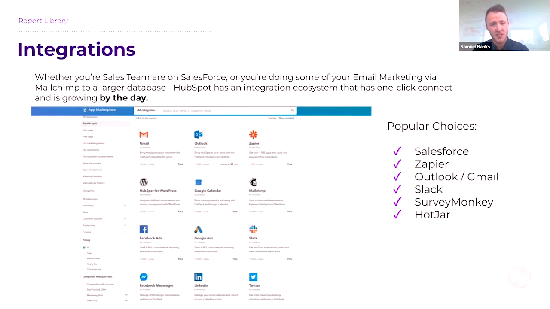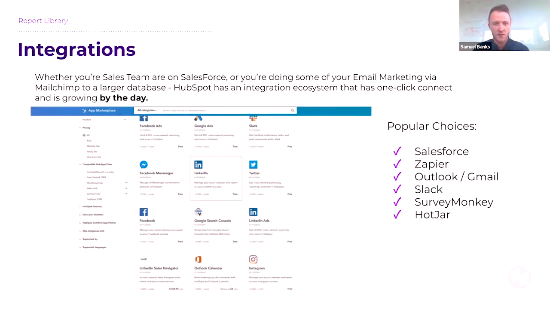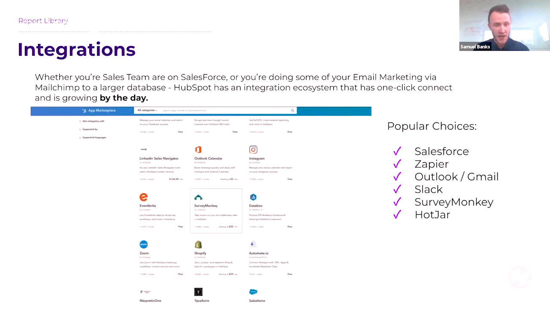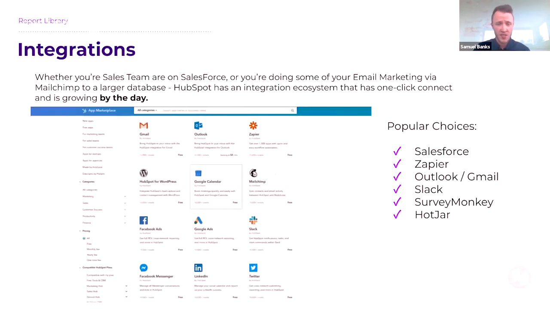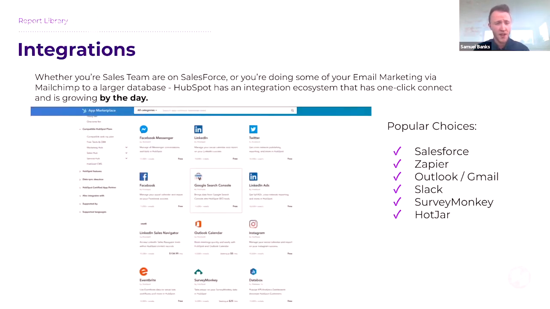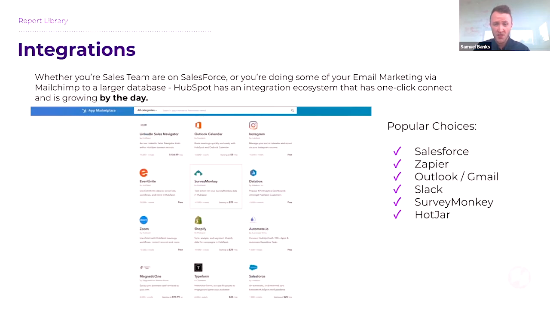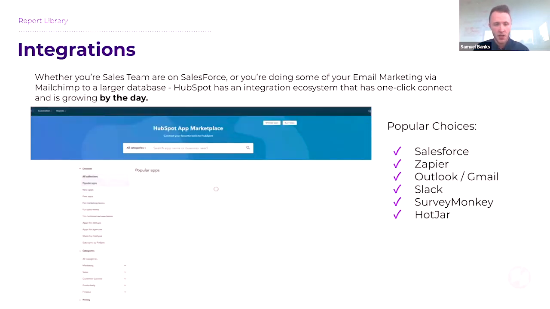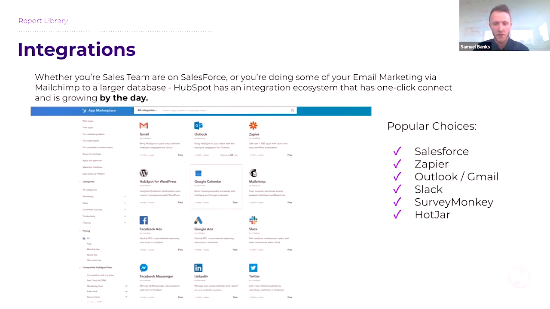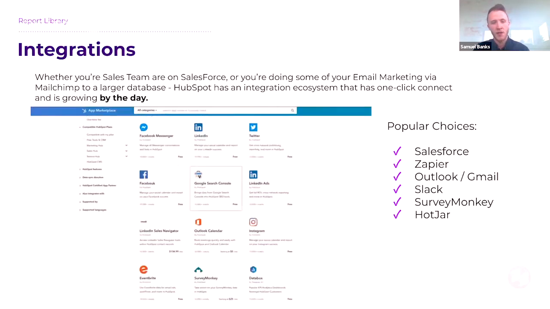So HubSpot has a built-in ecosystem where there's over hundreds of different freemium apps and paid apps to actually give you more data, more metrics to actually build reports with. Whether you're a sales team using Salesforce, whether you're doing your email marketing via MailChimp, or if you're just doing customer services via anything from, like I said, SurveyMonkey, or doing website reports on Hotjar. All these are readily available integrations.